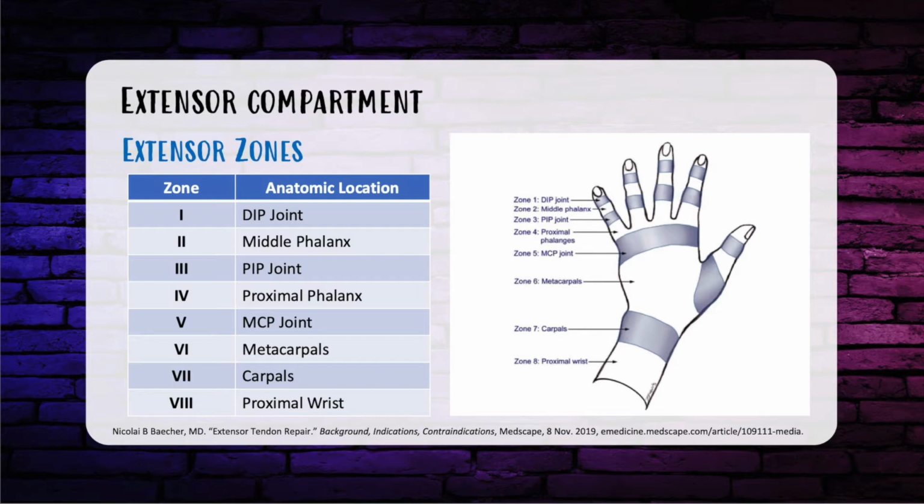Zone 3 is at the PIP joint, and this often results in an injury to the central slip or the MCP joint of the thumb, like you said. And this can affect the EPL and EPB and result in boutonniere deformity. Zone 4 is an injury to the proximal phalanx, and that can be an injury to the EPL and EPB. Zone 5 is at the MCP joint. This is typically seen in a fight bite or a sagittal band rupture. Zone 6 is at the metacarpals, and at this zone, nerve and vessel injury are likely. Zone 7 is at the carpal bones, and Zone 8 is at the proximal wrist.